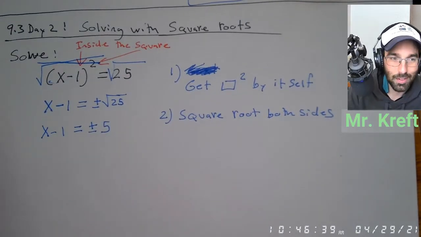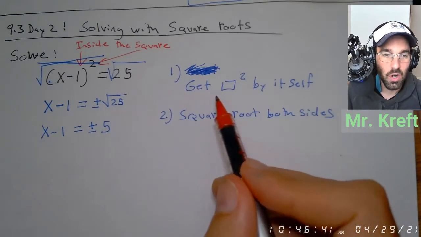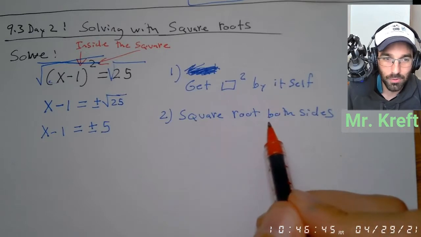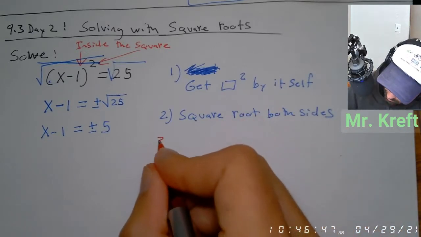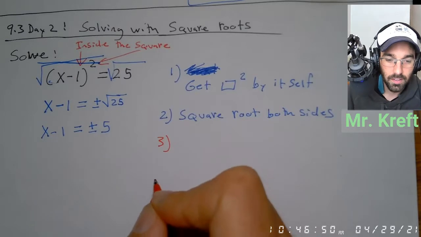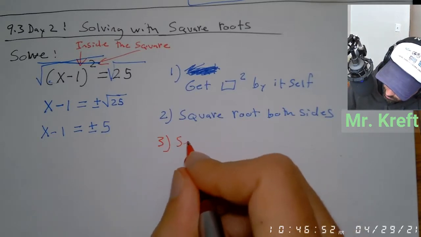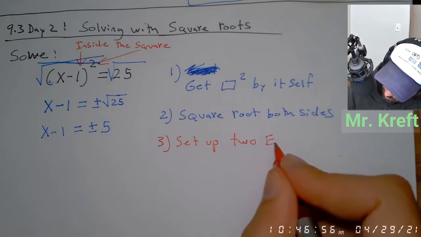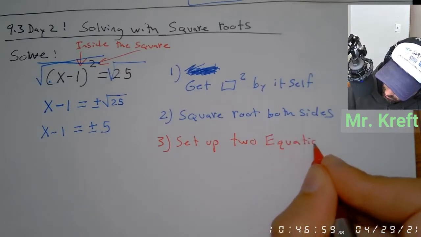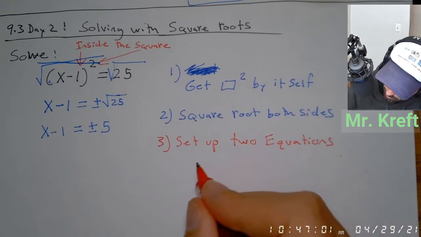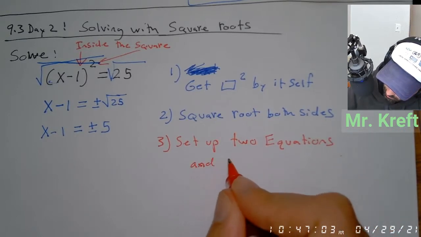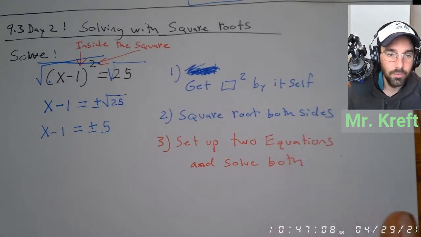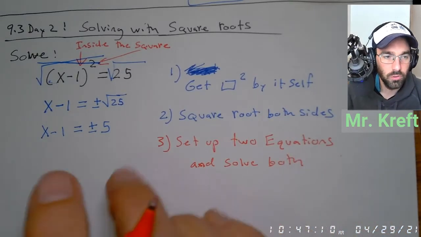Okay, so this is where the new content comes in, right? So we know about getting the square by itself. We know how to take the square root of both sides. So the new step comes in step 3. Okay, so set up two equations. So we're going to set up two equations and solve both. Okay, so this is the new stuff. So step 3 is the new stuff.